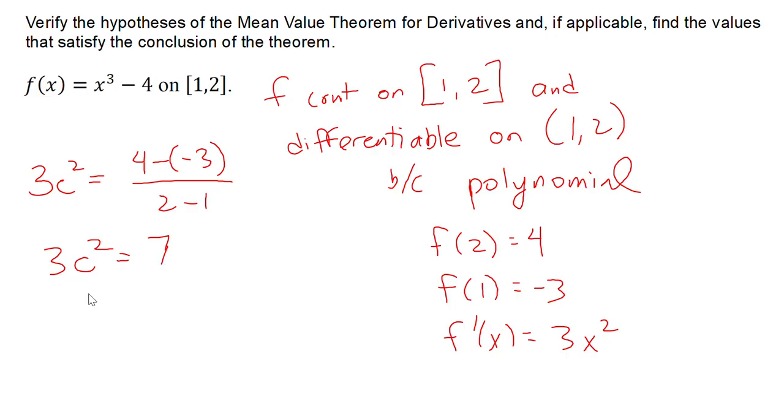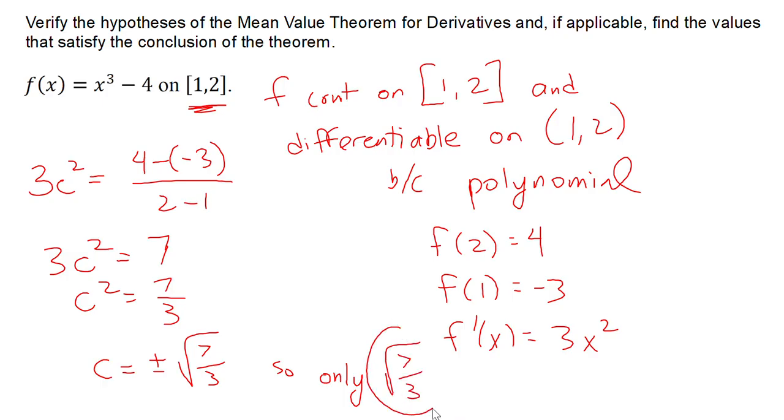Right? And c squared is then 7/3, which tells us that c is equal to plus or minus root 7/3. Now, you don't want to give me that answer because we are only interested in the values that satisfy it on this interval. Negative root 7/3 is not on the interval from 1 to 2. So we will say only root 7/3 is our answer, because c must be on the open interval from 1 to 2. So sometimes you may get more than one solution.